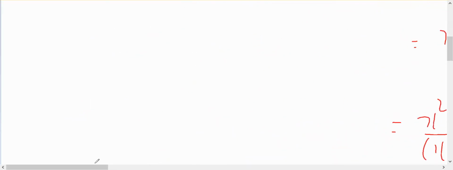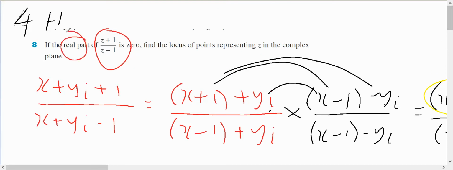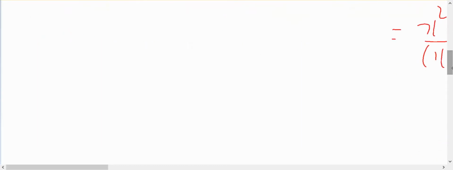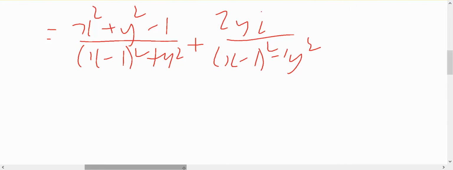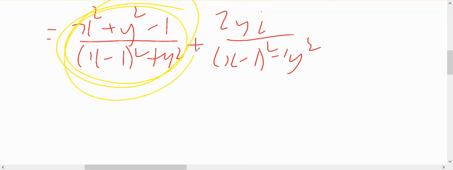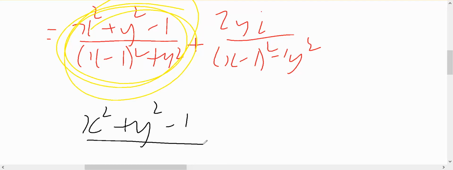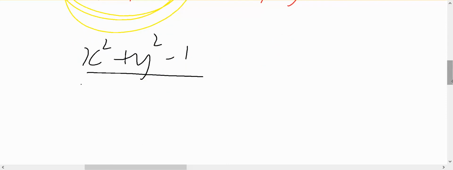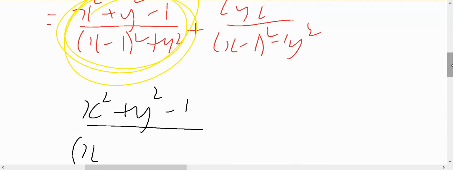Now the question said the real component is equal to 0. So if the real component is equal to 0, then this is the real component. So I'm going to set that equal to 0. x squared plus y squared minus 1 on top of x minus 1 squared plus y squared equals 0.